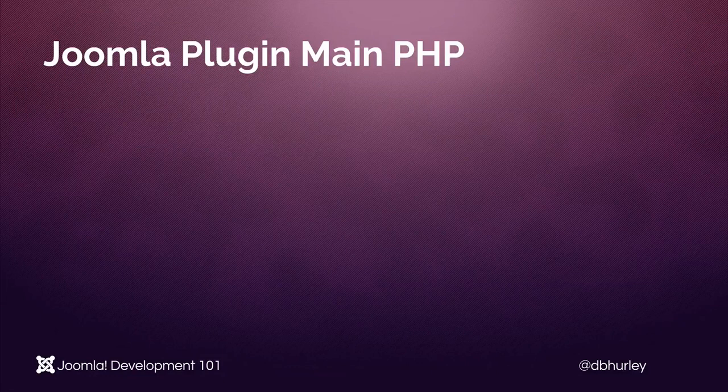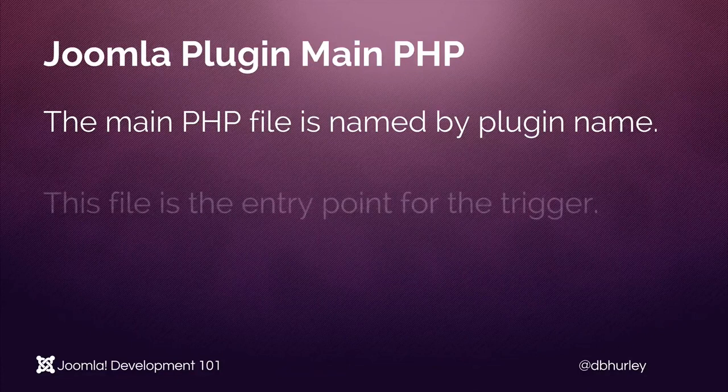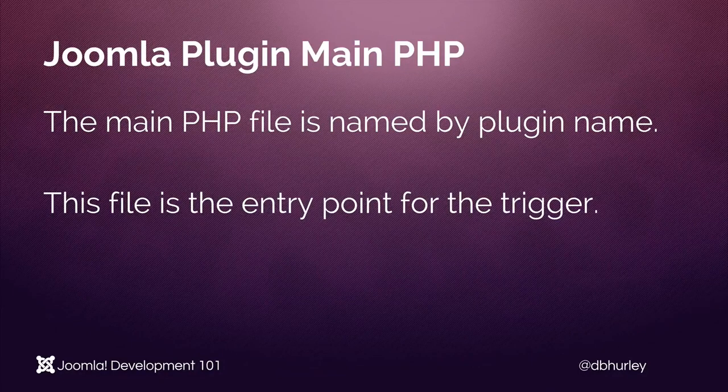There are a couple of key concepts that we want to keep in mind while creating this file and our plugin. First of all, this main PHP file should be named by the plugin name. The reason this is important is because this is the entry point for the trigger. This is the file that Joomla is going to look for when trying to run your plugin.